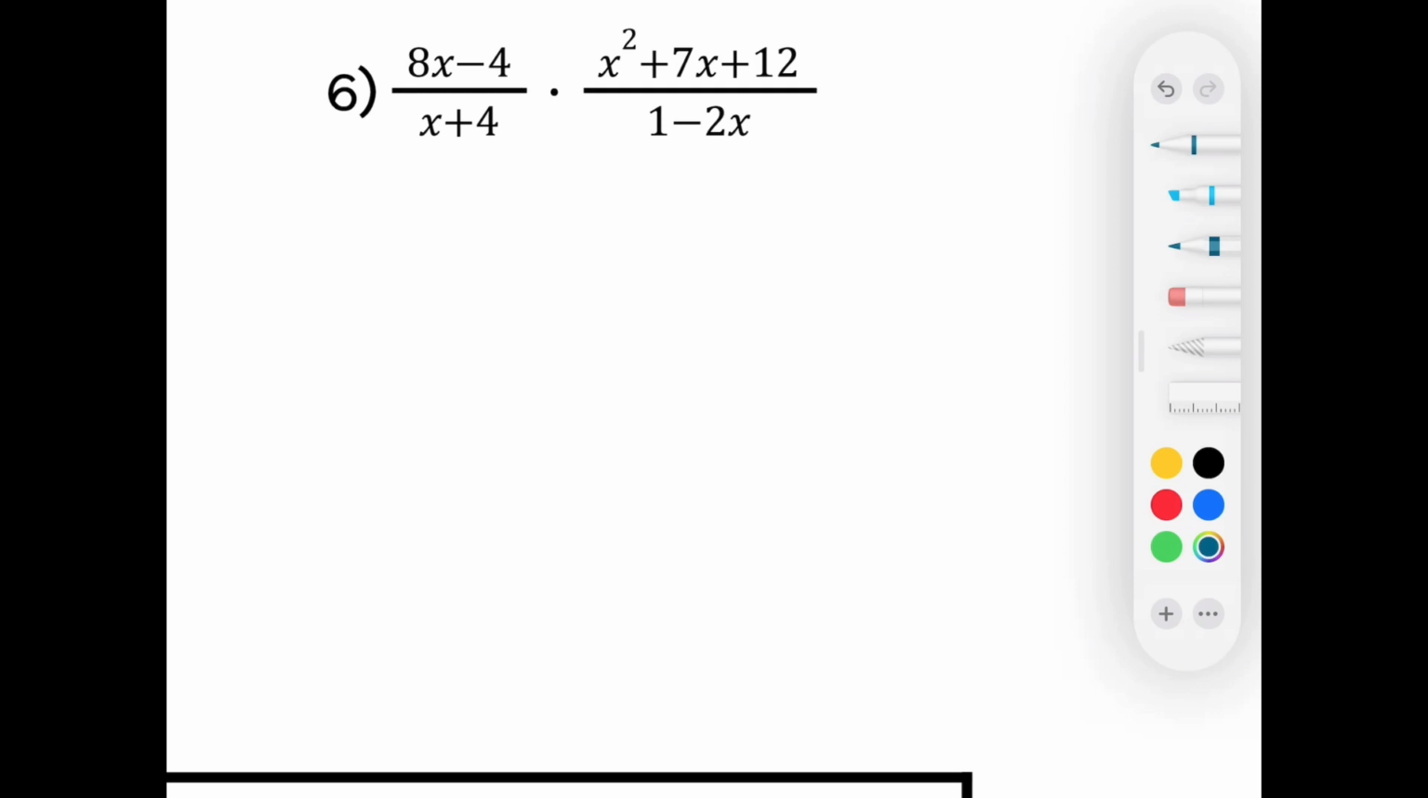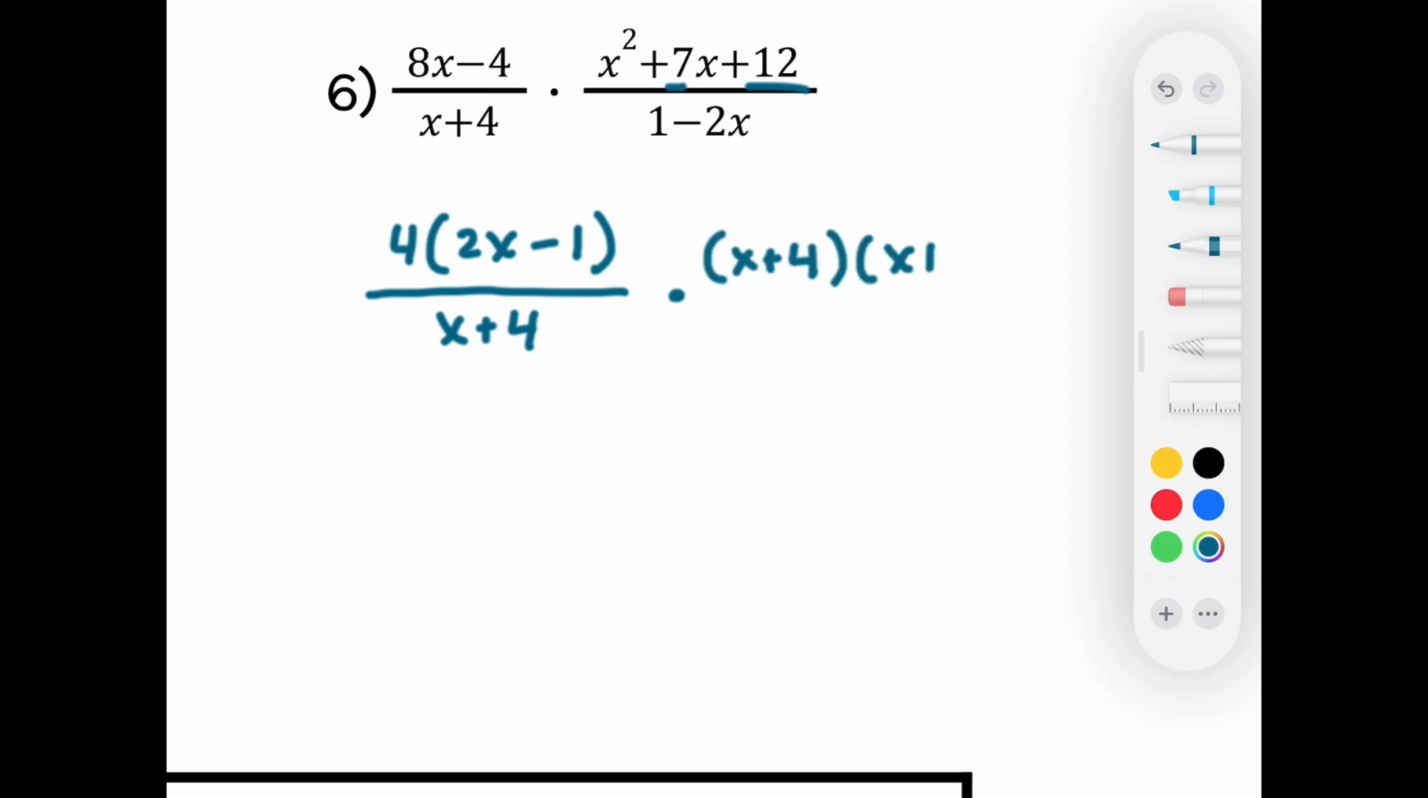All right, and then for the next one, we're going to factor. So GCF for the numerator would be 4. So we'd have 2x minus 1 over x plus 4, which we can't do anything with, times, so figure out what multiplies to 12 and adds to 7. That would be x plus 4, x plus 3.